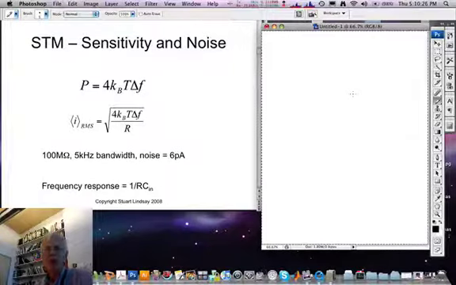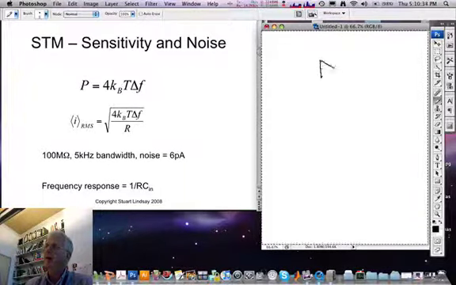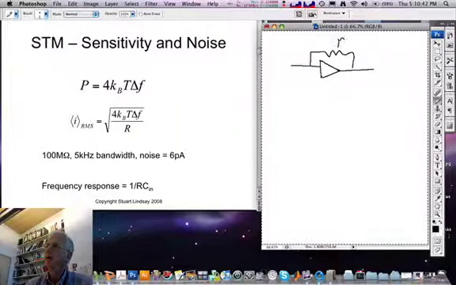How small a current can you measure in a scanning tunneling microscope, or indeed in any device? The limiting factor is this resistor in the current to voltage converter, because resistors have associated with them thermal noise owing to the equipartition theorem.